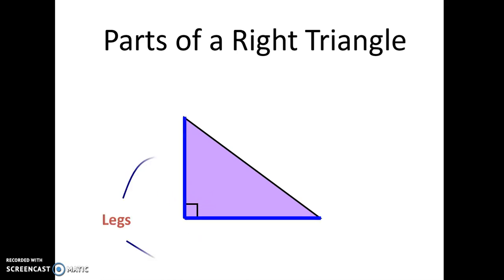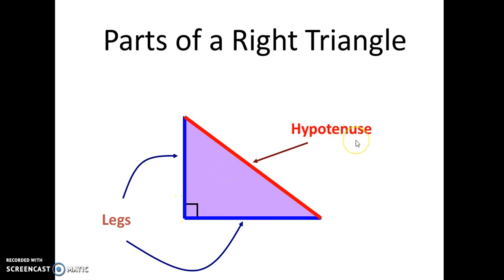These two sides are called the legs. The side opposite the right angle, or across from the right angle, is called the hypotenuse. It is always the diagonal side in a right triangle.